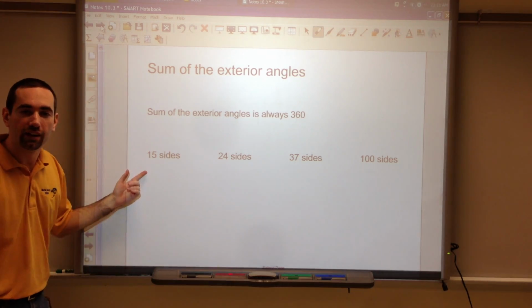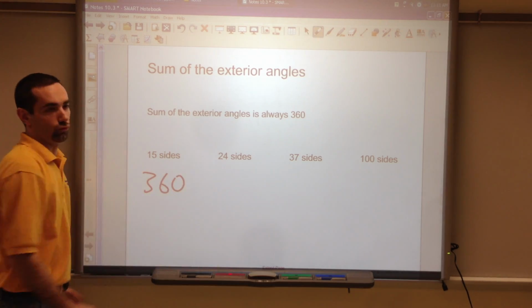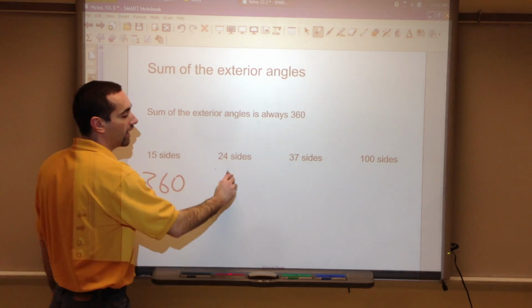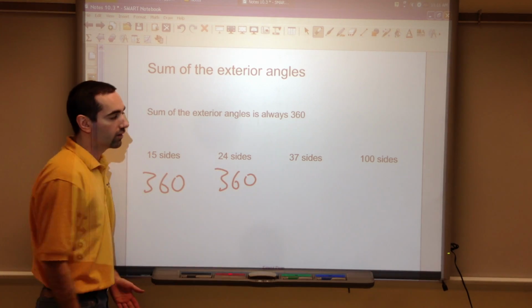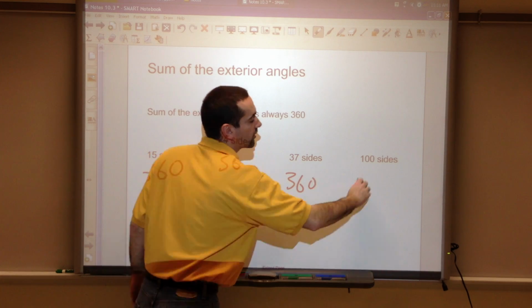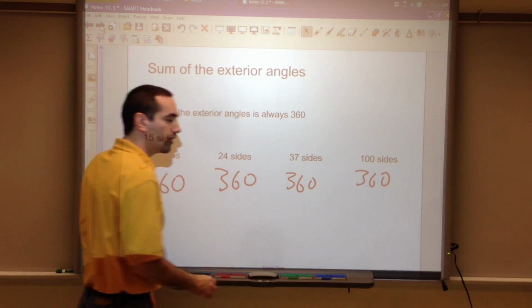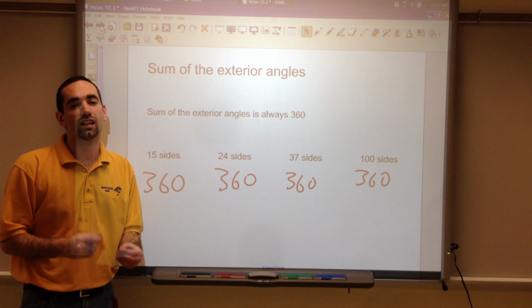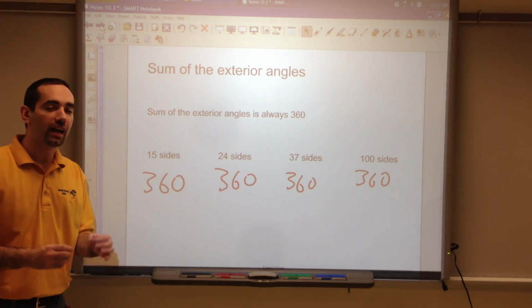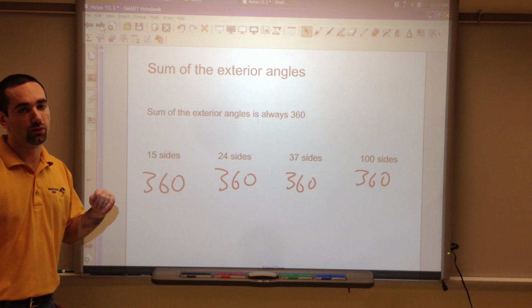Well, if it's got 15 sides, it's 360. Well, if it's got 24 sides, it's 360. 37 sides, 360. 100 sides, 360. No matter how many sides the polygon has, the sum of the exterior angles is always 360.